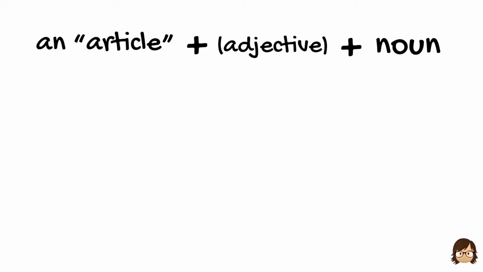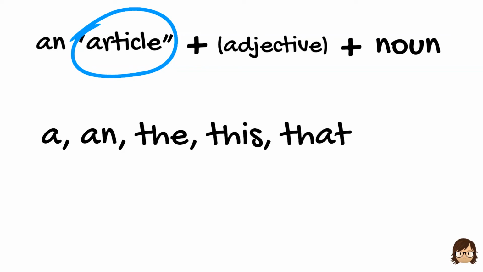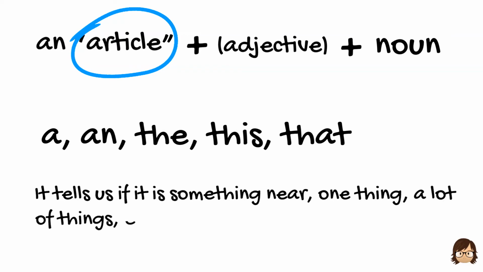The first thing is a word that we call article, that can be the words in the previous lessons. For example, a, an, the, this, that. It tells us if it is something near, one thing, a lot of things, etc.